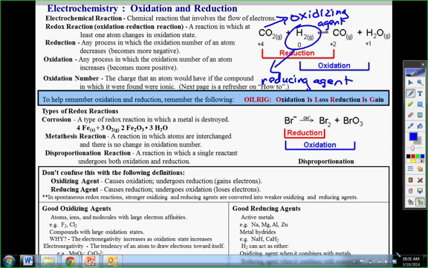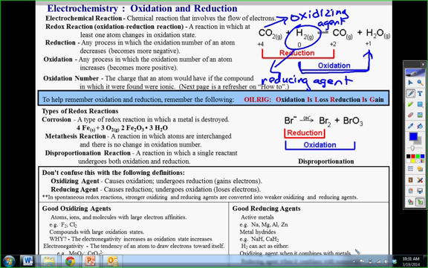Whatever's happening to it, it's doing the opposite. So if that's being reduced, then it's the oxidizing agent. Whatever's happening to it, the opposite is what it's doing to the other thing. So if you know it goes from +4 to +2, it's the oxidizing agent while it's undergoing reduction. If it's undergoing oxidation, it's the reducing agent for the other one.